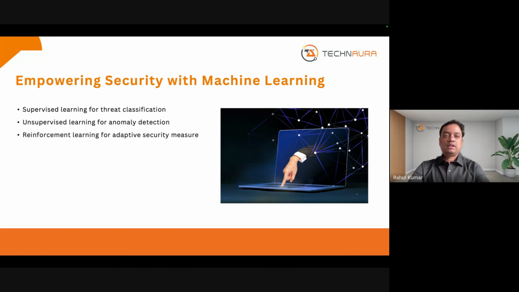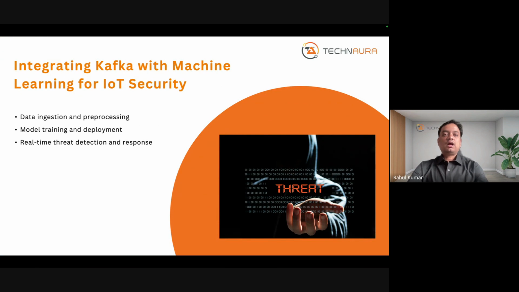So I'll take you to the next slide. Now next is how the integration will work between Kafka and machine learning and with the IoT. We are keeping the IoT as our main source of data that will keep coming to us, and how we can ingest the data, how we'll train the model, and how the detection will work.